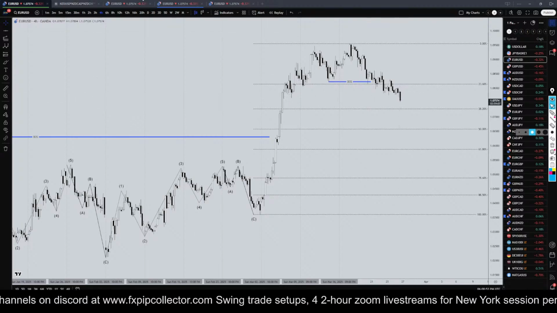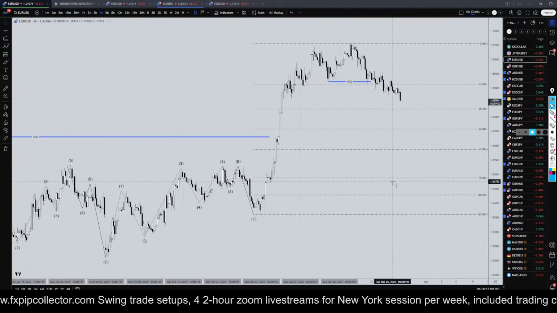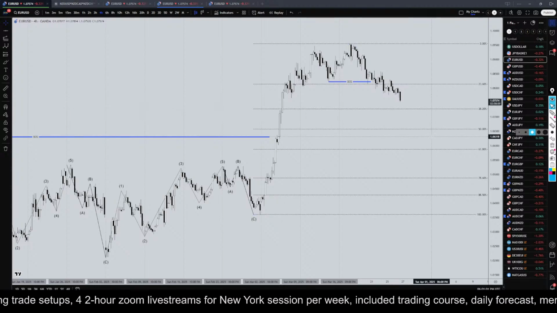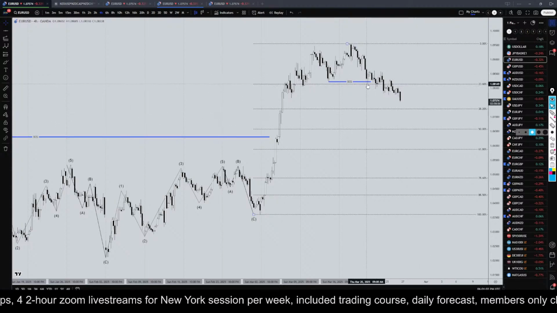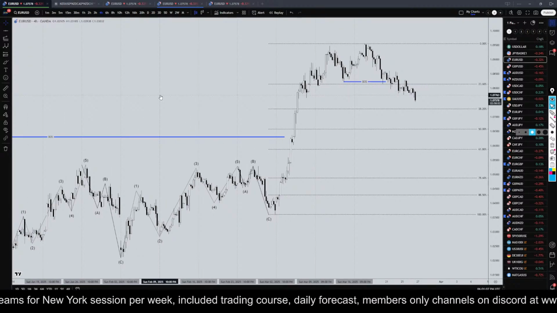The euro dollar just recently made a pretty impulsive move to the downside, which, to be honest with you, definitely makes sense because the next Fibonacci level is the 38%, and it might even end up going beyond that now that we got the solid break of structure. So that's good news.